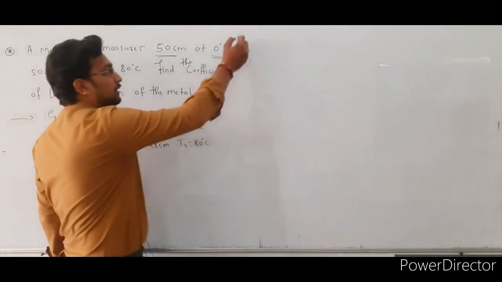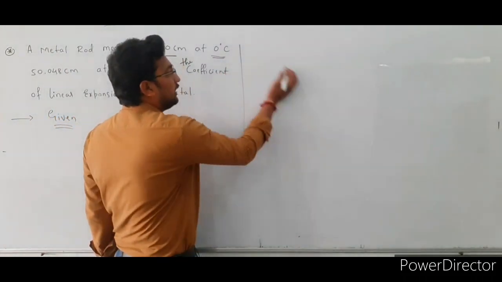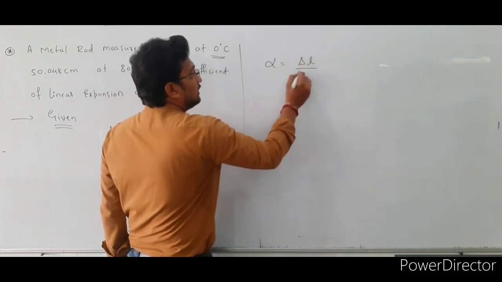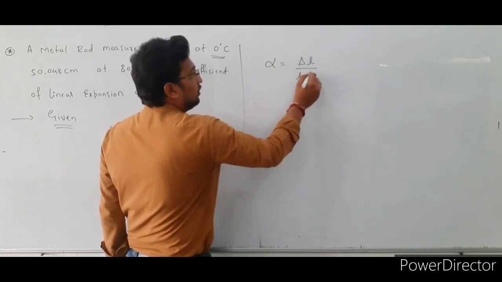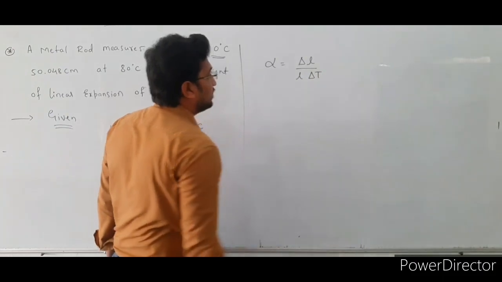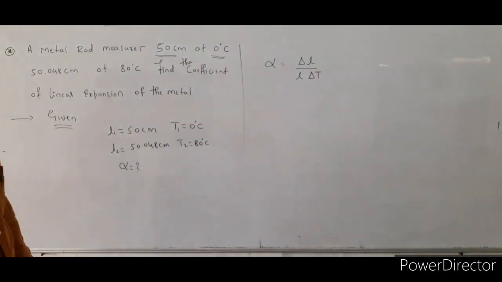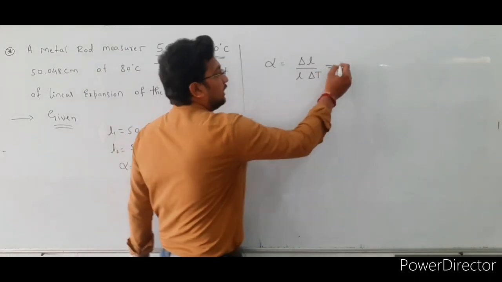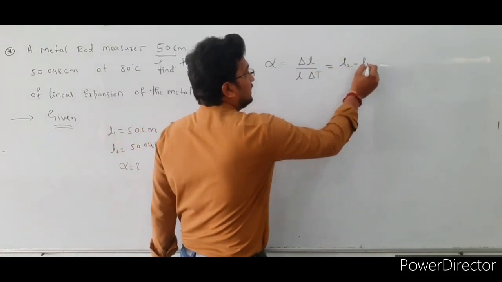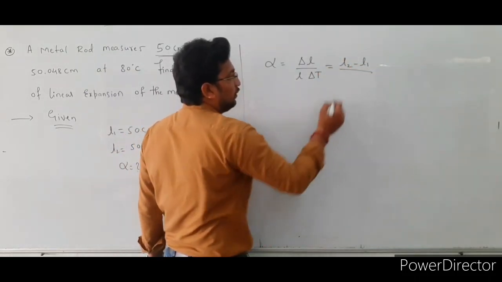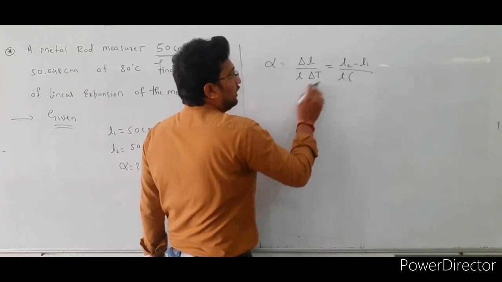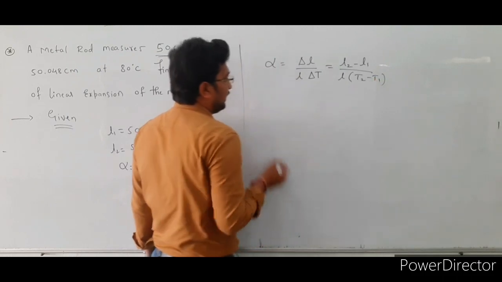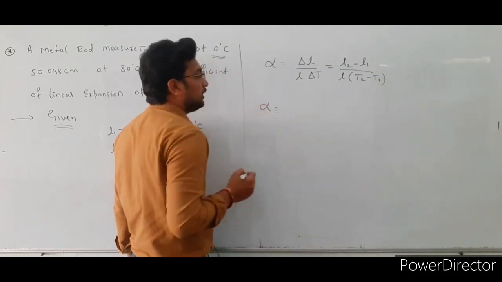So already we know the expression to calculate the coefficient of linear expansion, that is alpha is equal to change in length by initial length into change in temperature, right? Here the change in length is nothing but final length minus initial length, that means L2 minus L1, and delta T indicates T2 minus T1.